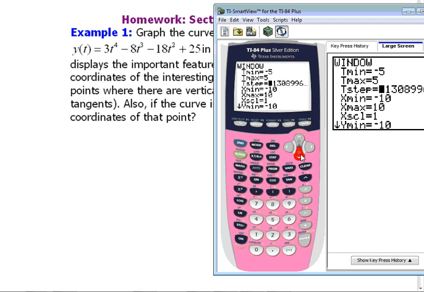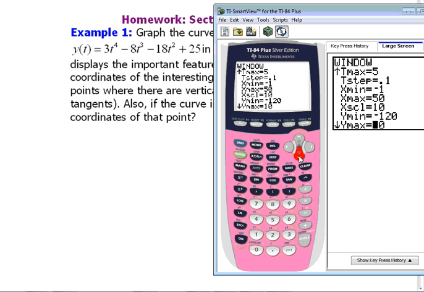T-step, I usually do 0.1. And then X-min, it's never negative, so why don't we do negative 1? As I like to see my x's. And the X-max, how big were the x's? It's like 40. Go to 40. And then you scale by tens, otherwise you're going to have a lot of tick marks. And then the Y-min was negative 110, so maybe make it negative 120. And then the Y-max was 450, so make it 500.